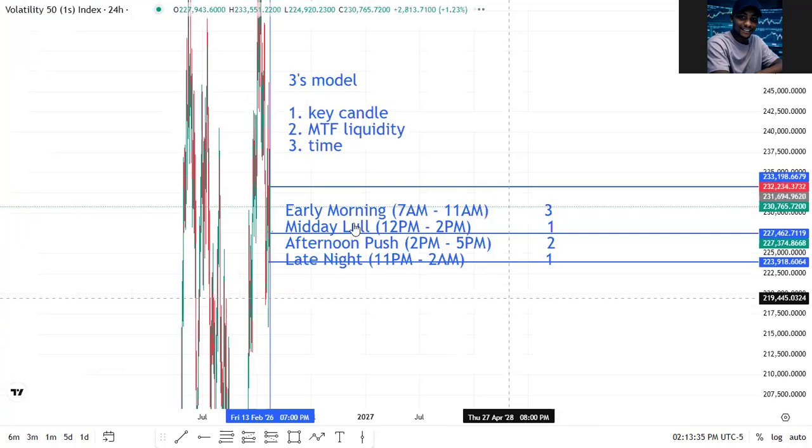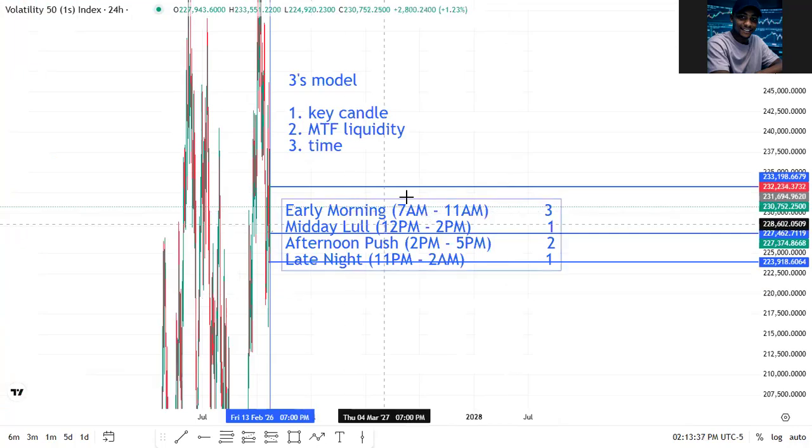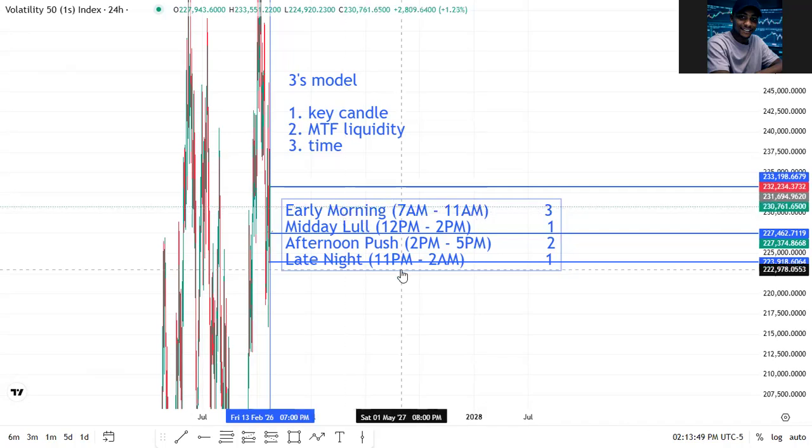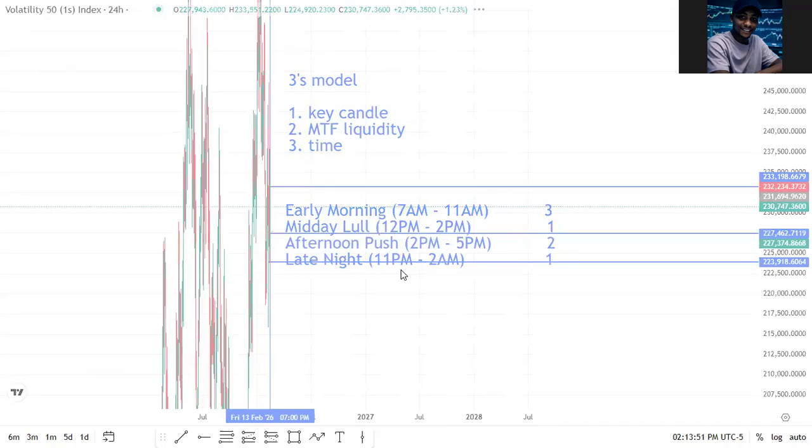So early morning, it's anything from 7 a.m. to 11 a.m. New York local time. This is when I would be very active on trading. So let's go back to the 15-minute time frame and indicate those times.